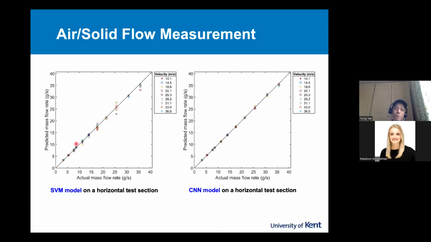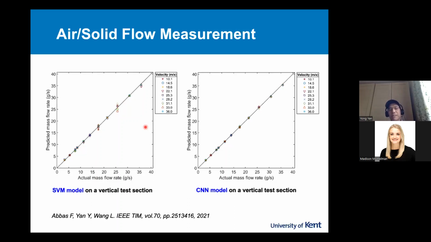We have tried to use an SVM model and a CNN model. On this occasion, both are on the horizontal test section. As you can see, the CNN model outperforms the SVM model. You can see the error is slightly less. With SVM, sometimes data points go quite far from the reference values. So that is how the SVM model and the CNN model performed under gas-solid conditions.